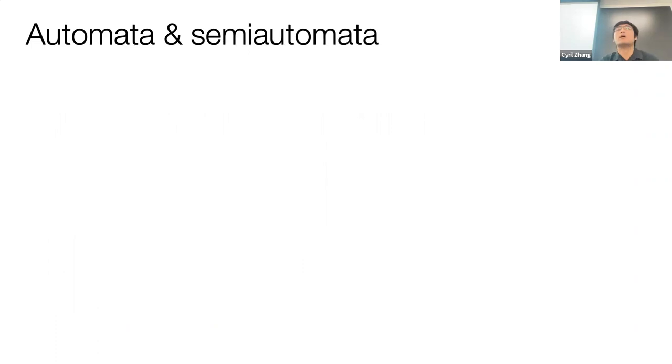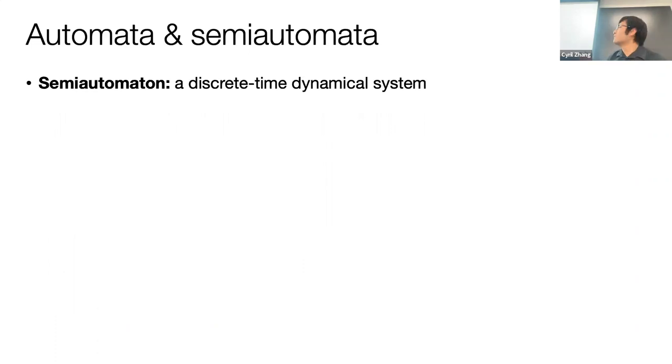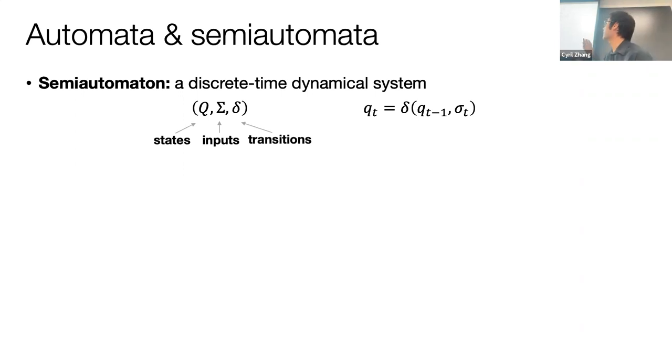So let's start with automata. I'm going to start with a bit of a clunky word, even though it's the simplest, most fundamental concept in this talk, and that's the concept of the semi-automaton. A semi-automaton is just a discrete-time dynamical system, defined by a set of states, a set of input symbols, and a transition function. It specifies this recurrent dynamical system, which doesn't change over time, takes in an input sequence, and maps that input sequence and an initial state to a sequence of states.